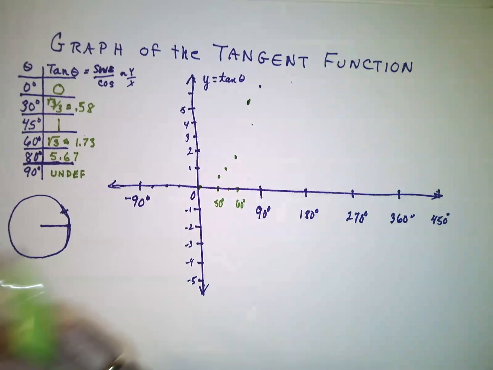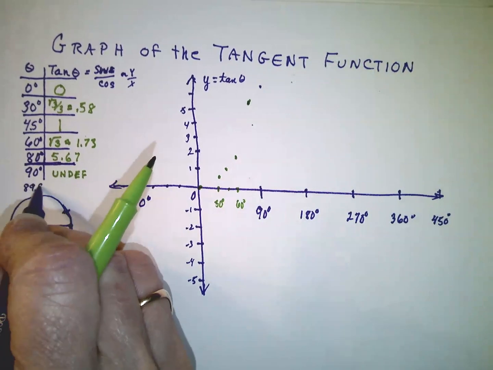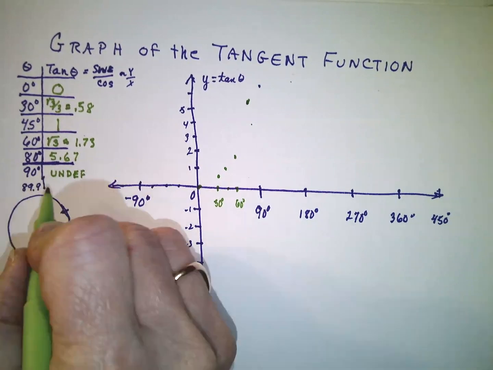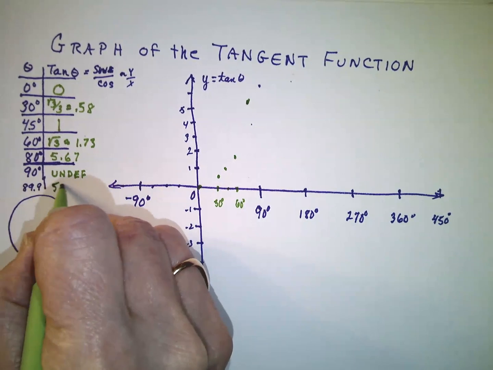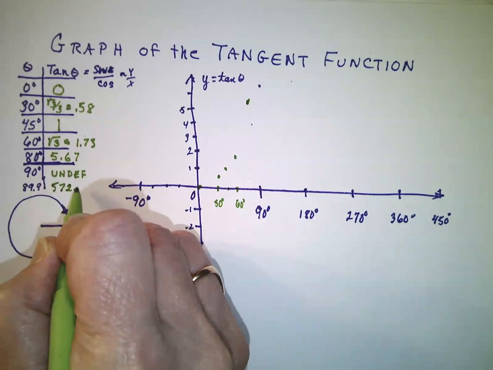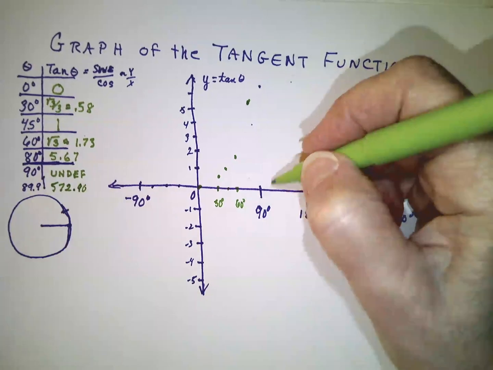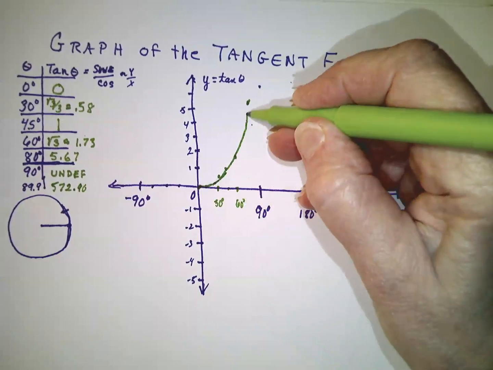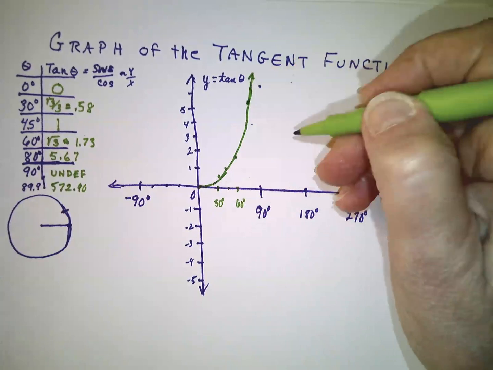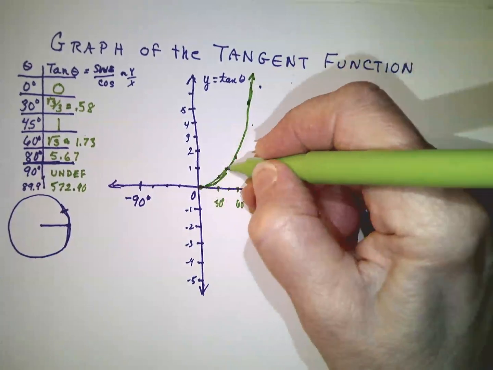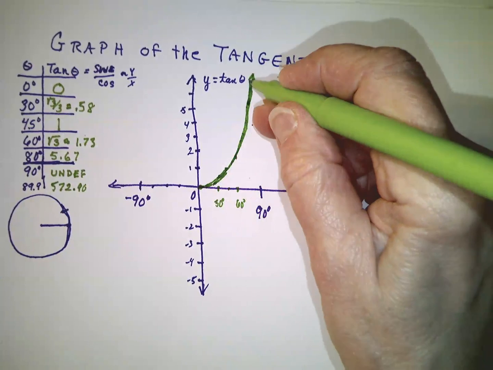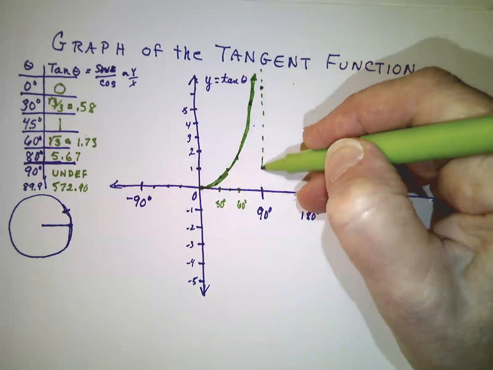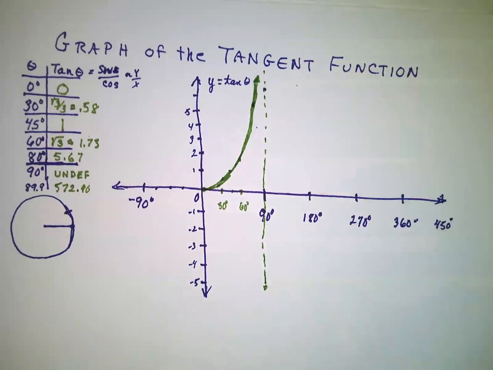89.9 degrees, which I didn't put on the chart, but that's close to 90 degrees. The tangent value is actually 572.96, approximately. In other words, this thing is going off the chart here. Way off the chart. At 90 degrees, the tangent value does not exist. This is going to be one of those good old vertical asymptotes.